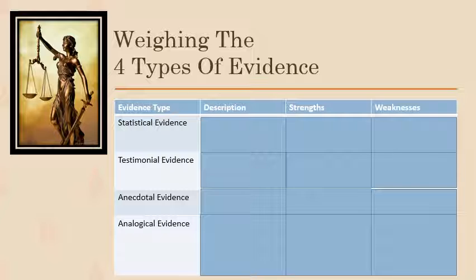So the four different types of evidence that we could bring up are statistical evidence, testimonial evidence, anecdotal evidence, and analogical evidence. And we want to figure out which of those is going to balance out our argument the best, or what combinations of those are going to balance out our argument the best. So let's first define what each one is, and then figure out what the strengths and weaknesses of it are. So we'll start with statistical evidence.